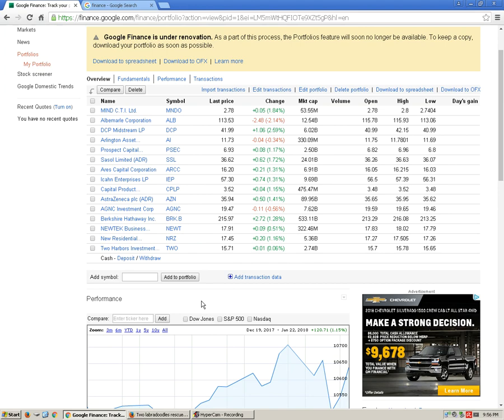Now, I'm not comparing Google Finance to any other stock tracking software or website out there. That's not what I'm trying to do. All I'm trying to do is briefly describe the portfolios feature.